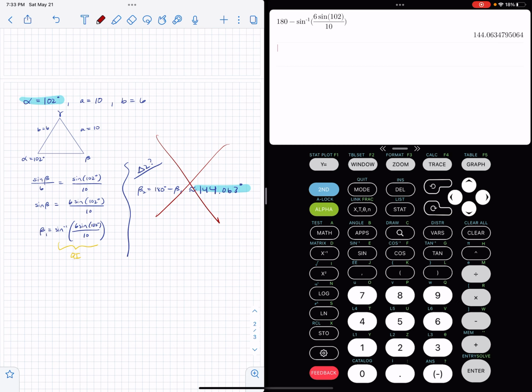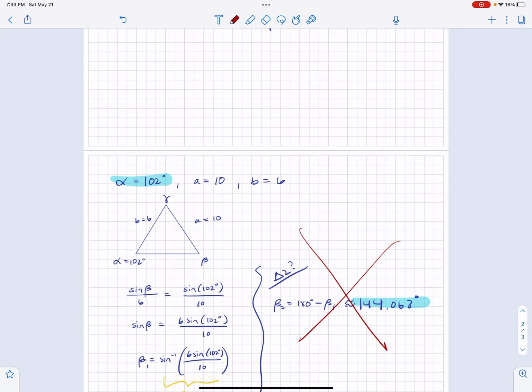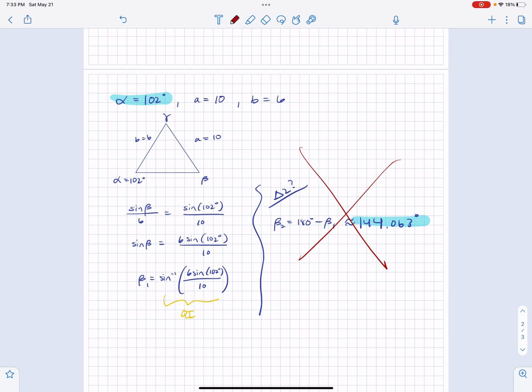And that's what it looks like if there fails to be a second triangle: the quadrant 2 angle that you find doesn't make sense with the given angle. And it doesn't have to be a given obtuse angle. Sometimes there can be no second triangle even with a given acute angle. You just have to test. Hope this helps.